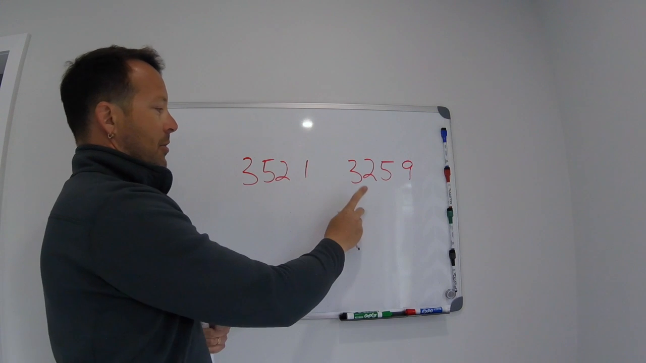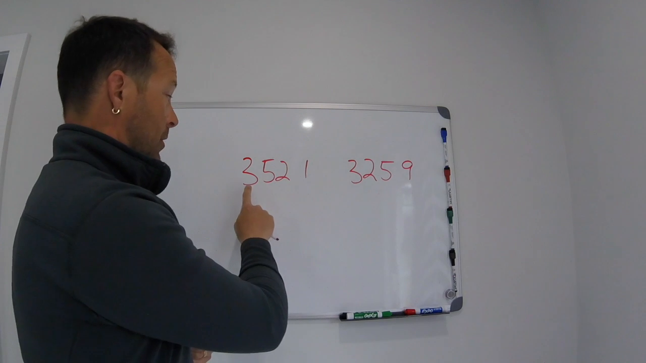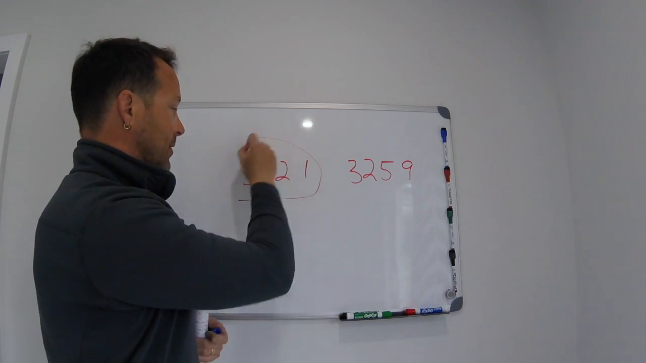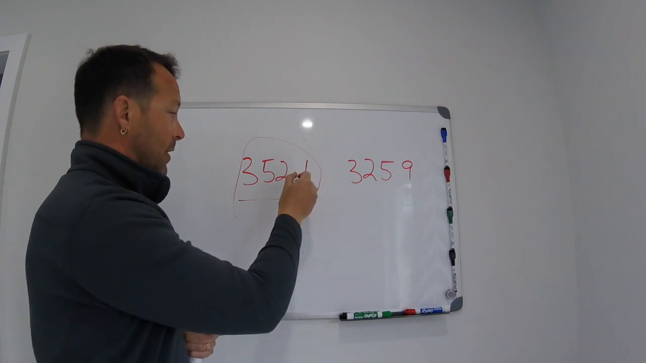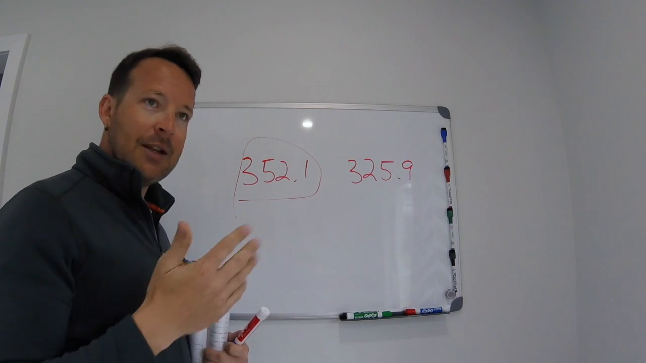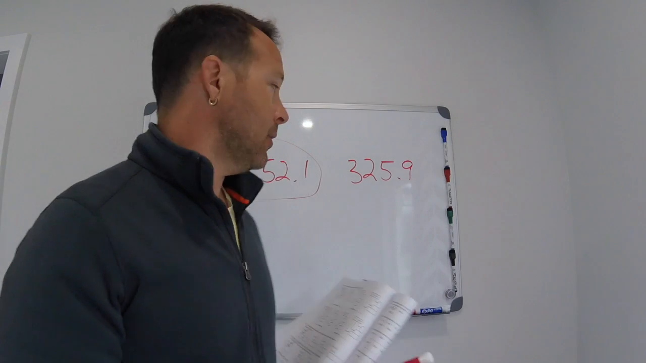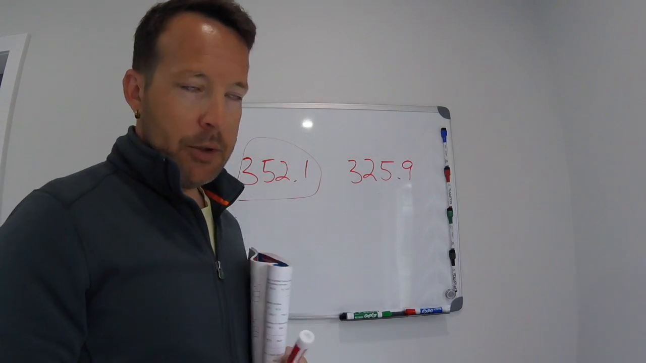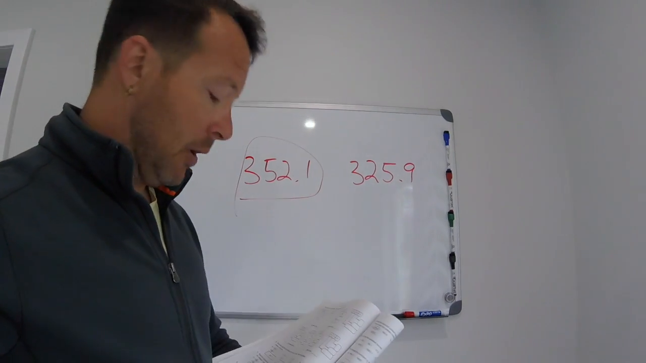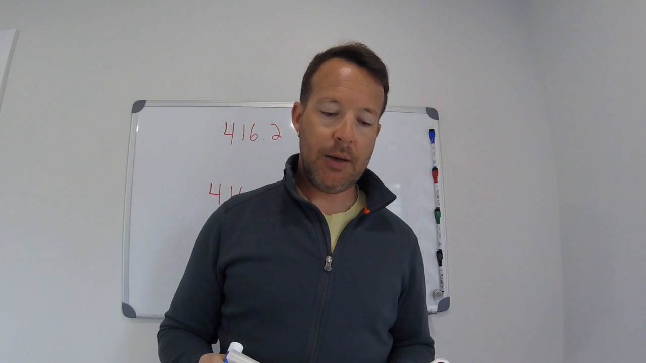3,521 and 3,259. Which one's greater? Well, 3,500 is definitely greater than 3,200, so this is the greater number. Put the decimal back in, it doesn't change, it's still the greater number. So taking the decimal out will definitely help you if you get overwhelmed with the amount of numbers and the decimal. So do that if it helps. Let's move on.